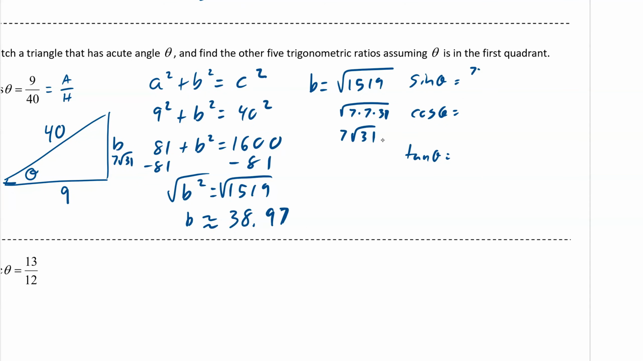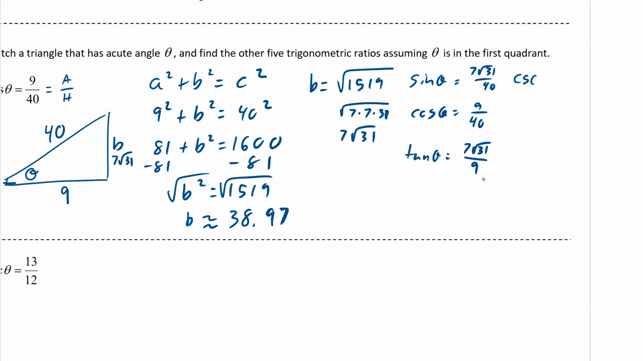And sine would be 7 square root of 31 over 40. Cosine theta is 9 over 40. And then tangent would be 7 square root of 31 over 9. So again, opposite over hypotenuse, adjacent over hypotenuse, and opposite over adjacent. Those are all of them. And then we flip them.